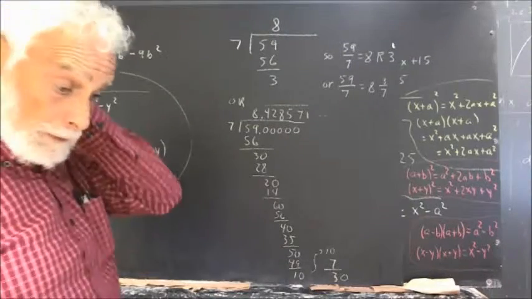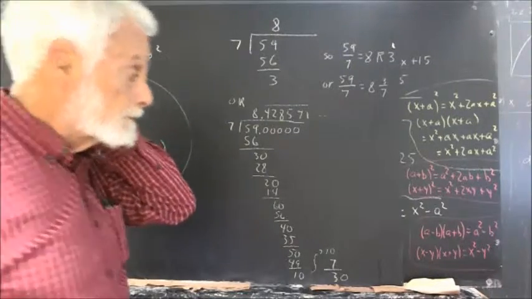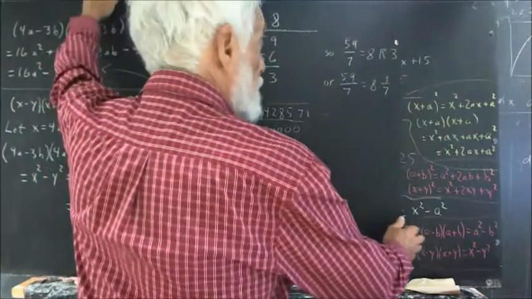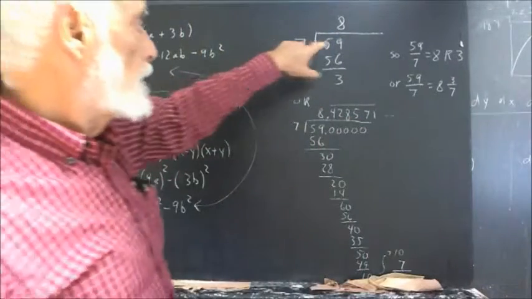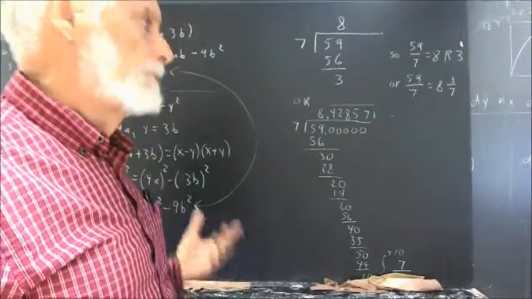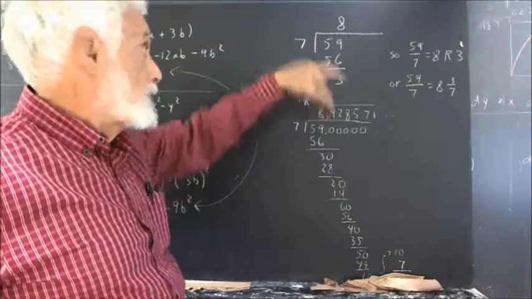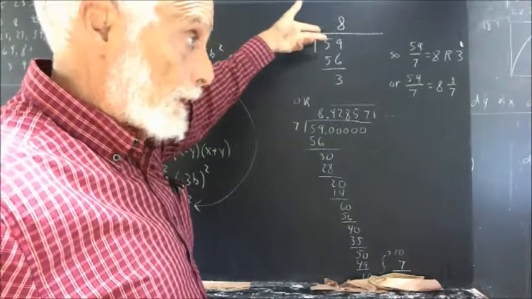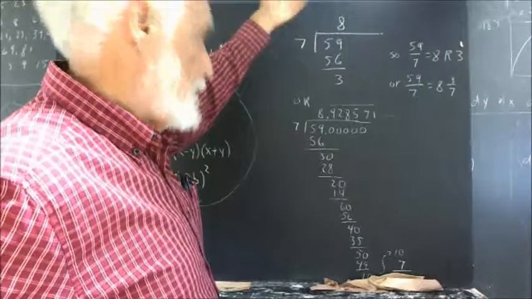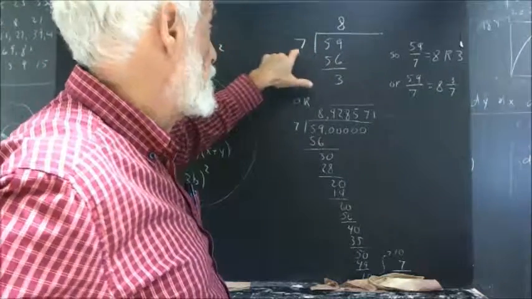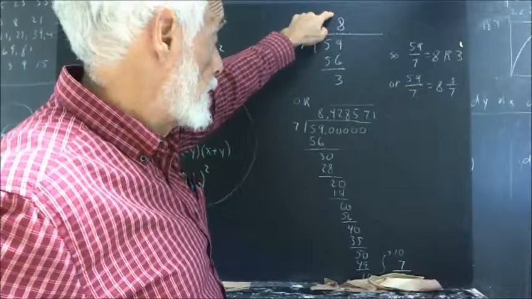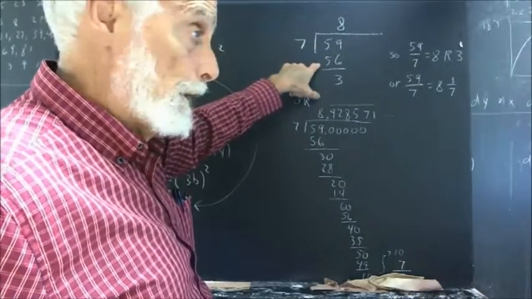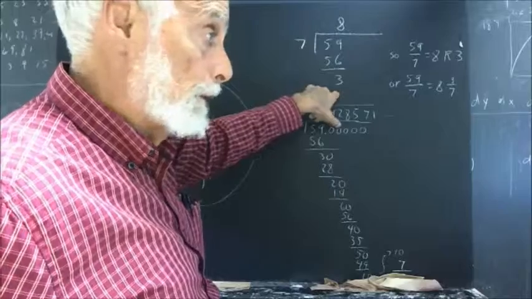Quick review of long division, and we don't need the special products up there anymore, so let's fix that. Okay, 7 divided into 59. Well, we know that 7 times 8 is 56, and 7 times 9 is 63, so 7 will go in 8 times, but it won't go in 9 times. So we put an 8 up here, multiply it by 7, we get 56, leaving us a remainder of 3.